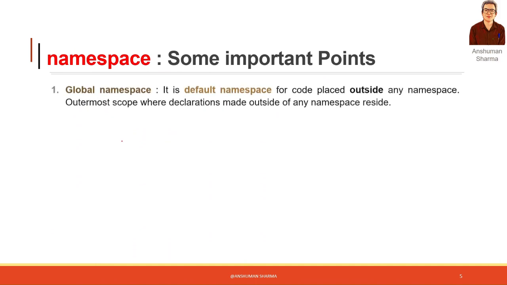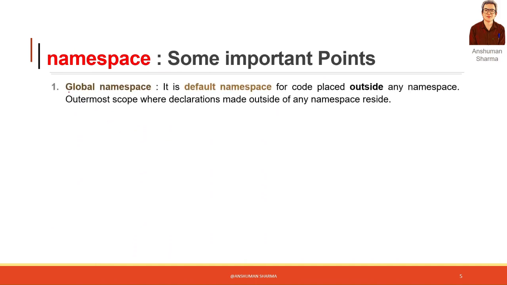Let us focus on another type of namespace, and we will first discuss the global namespace. Any code that is placed outside any namespace is a part of the global namespace, and it is the default namespace available to us. It is the outermost scope where declarations made outside any namespace reside, like any global variable or global function that you have been using so far. All that is part of the global namespace.